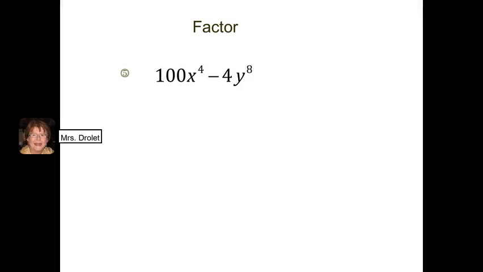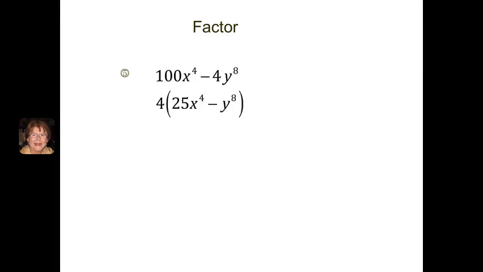And here's another example for you. But remember, always verify if there is a GCF first. Did you notice that 4 is a factor that's common in both terms? So we place that GCF outside the brackets, we place our brackets, and then we divide 4 into both terms. 100x to the power of 4 divided by 4 is 25x to the power of 4. And negative 4y to the power of 8 divided by 4 is minus y to the power of 8.